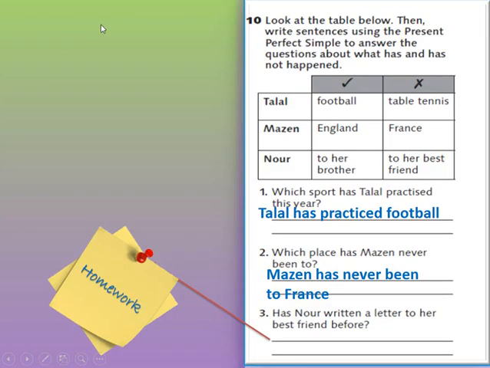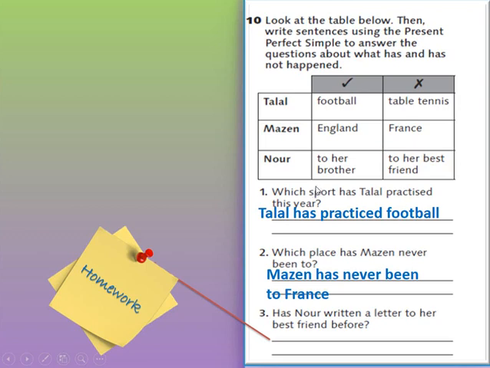Now look here, we have this exercise on page number 9, exercise number 10. Now look at the table below, then write sentences using the present perfect simple to answer the questions about what has and has not happened. And look here, we have Talal, Mazen, and Noor. And here we have a tick and a cross. So the tick, what has Talal done? The cross, what hasn't Talal done? And look here, Mazen, we have a tick and a cross. What has he done and what hasn't he done? Noor also, what has she done and what hasn't she done?